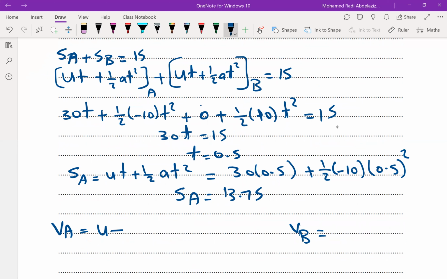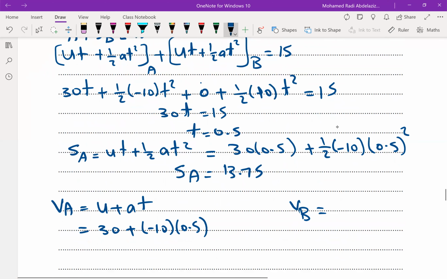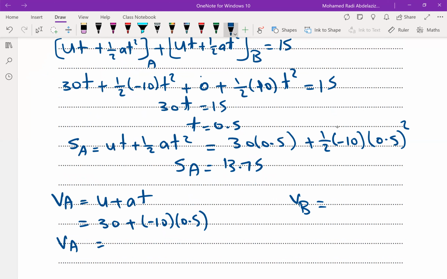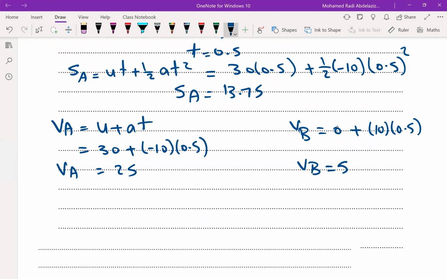And also you can find the velocity of A and the velocity of B. v equals u plus at. So the velocity of A is 30 minus 10 times 0.5, so v of A is equal to 25. And the velocity of B is 0 plus 10 times 0.5. So the velocity of B is equal to 5, but in the opposite direction, so we can write it as -5. Negative refers to the direction of the velocity of B.